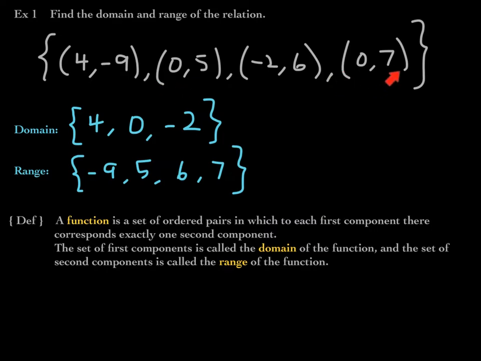Okay, so basically, once an x value corresponds to a y value, this x value here, or first component, is off the market, if you will. It cannot correspond to any other y value other than 5. So that's a problem. So this relation is not a function because 0 corresponds to more than one second component.